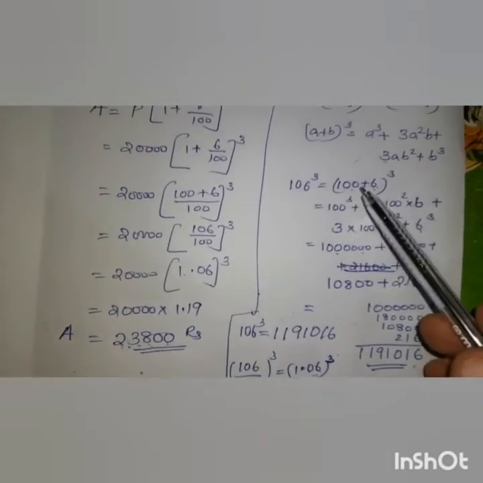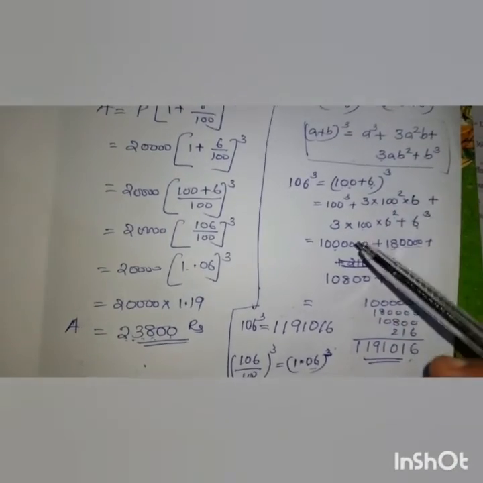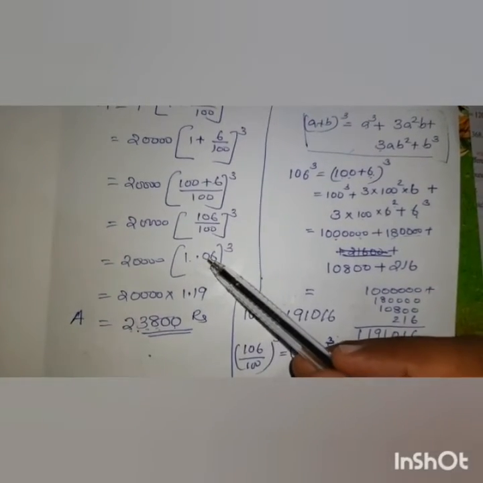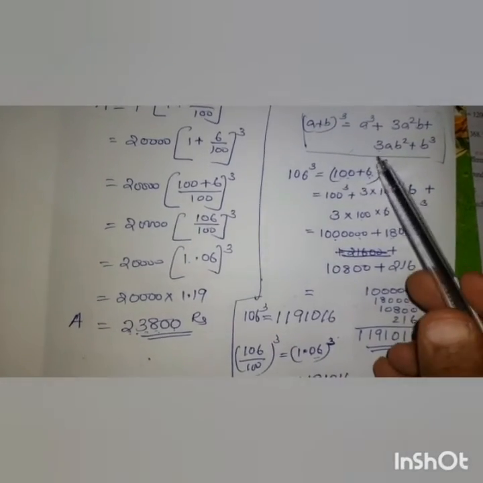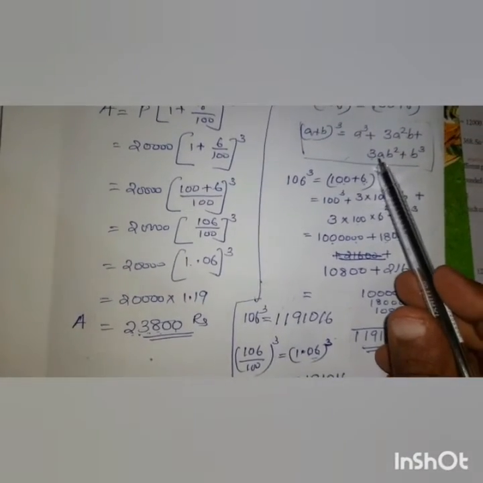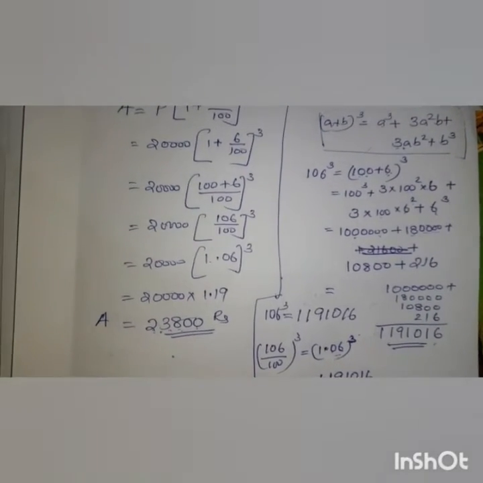Please remember this one, (a plus b) whole cube. Using this identity we are expanding this. Otherwise you have to find out 1.06 into 1.06 and 1.06, that is difficult. So I think it is easy for you to find out using this identity. We studied the identity in the previous chapter.